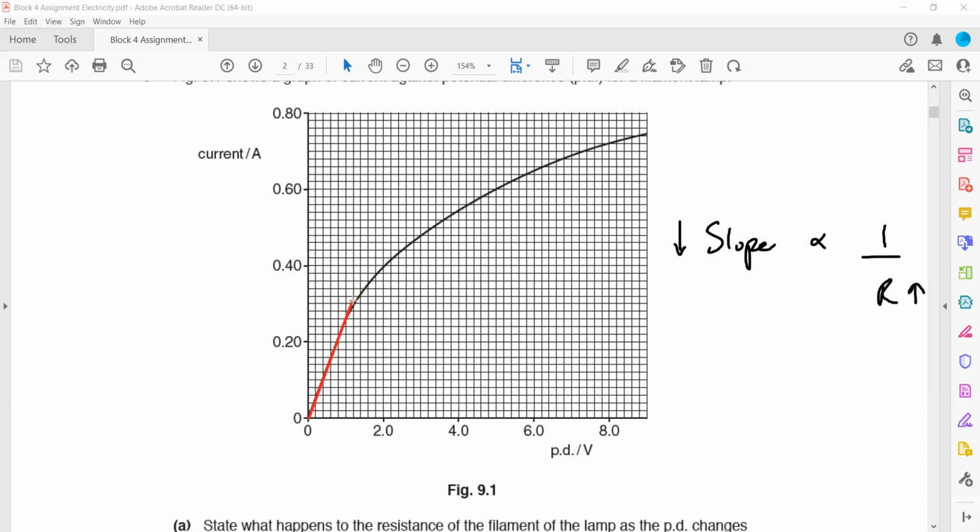So till this point, it is a straight line. If it's a straight line, the slope is always constant. So if the slope is constant, we can say the resistance is constant. But what happened afterwards?